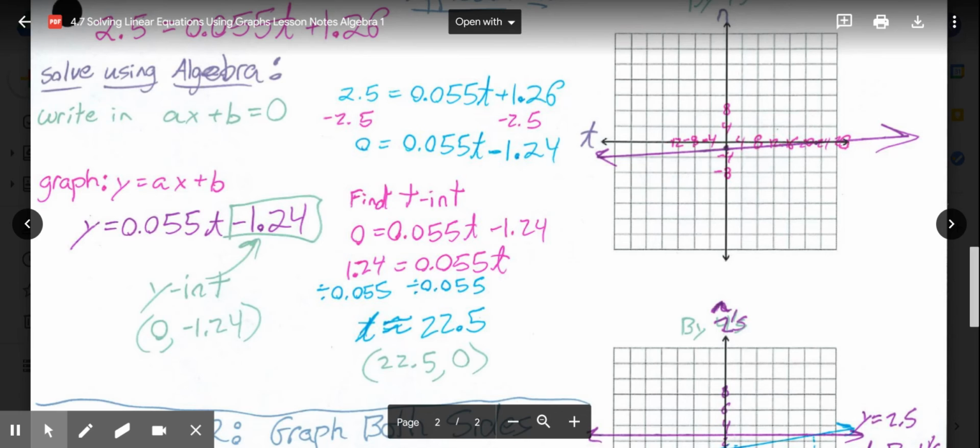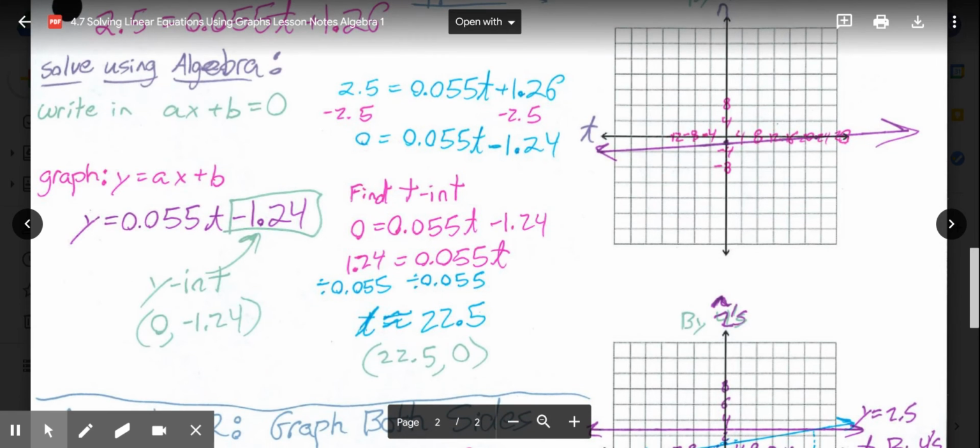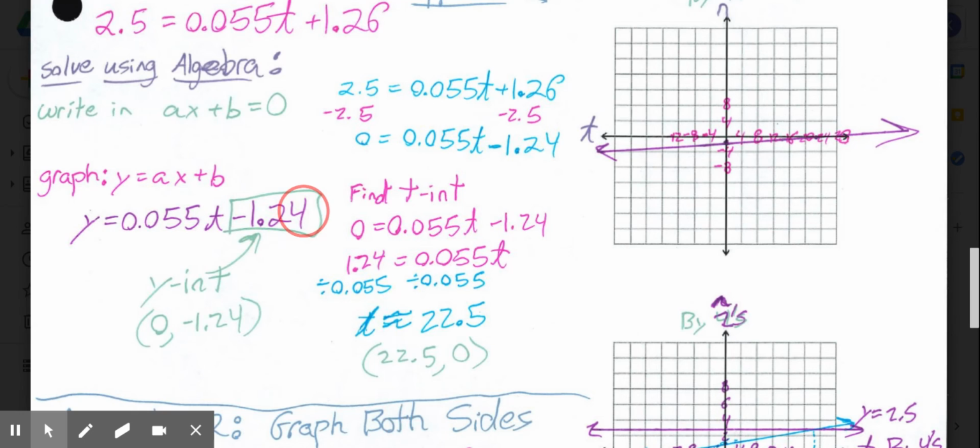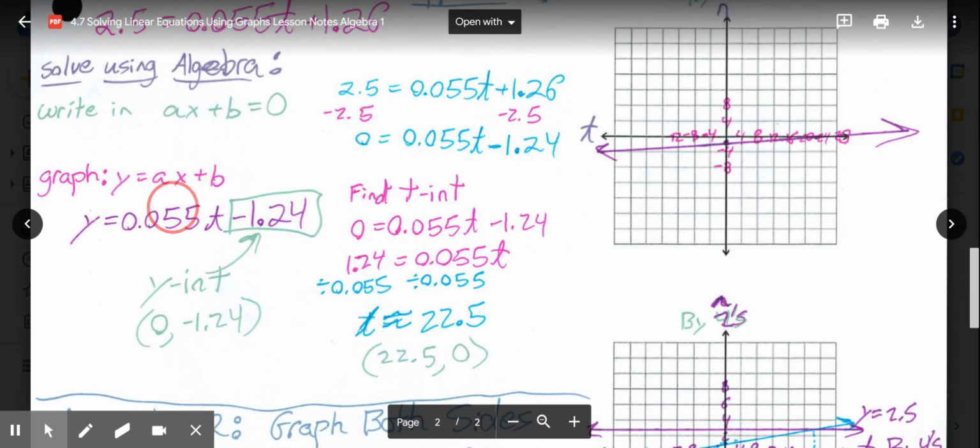Then we can check that with our graph. And with our graph, slope-intercept form, my y-intercept is at a negative 1.24, and our slope is right here. So if this was a fraction, it would be 55 over 1,000. So we would technically go up 55 and right 1,000. So the graph of that gets real tricky.